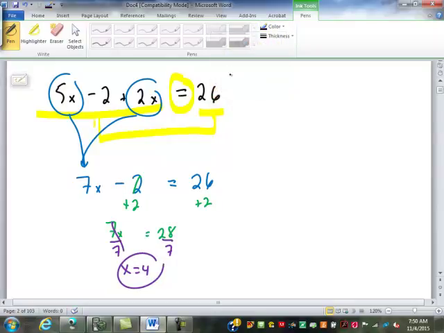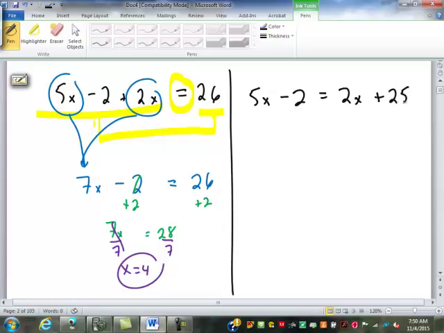Now compared to that, this one is similar but different. What's the big difference there? Yeah, the variable appears twice, but this time one is on each side of the equation. 5x is on the left and the 2x is on the right. I can no longer just push them together to make one big pile because I'd have to cross over the equal sign. I have to go from one side of the scale to the other.